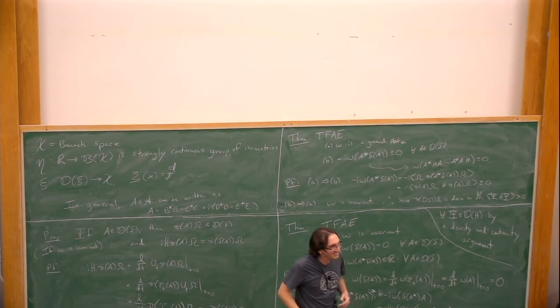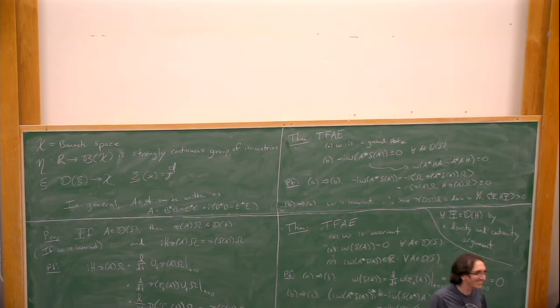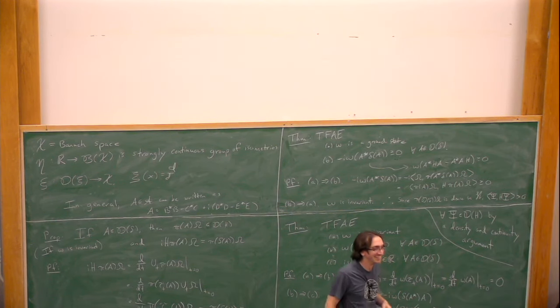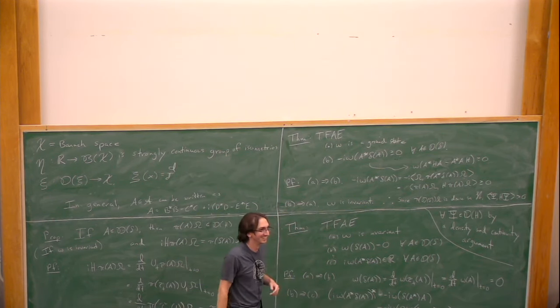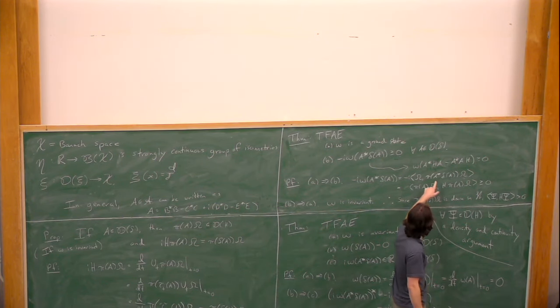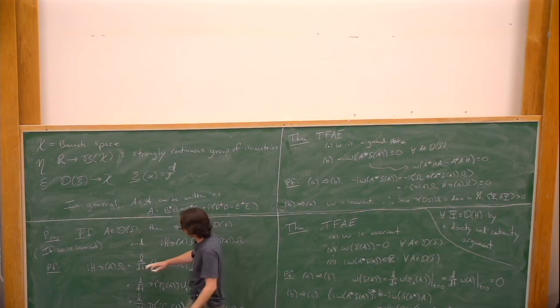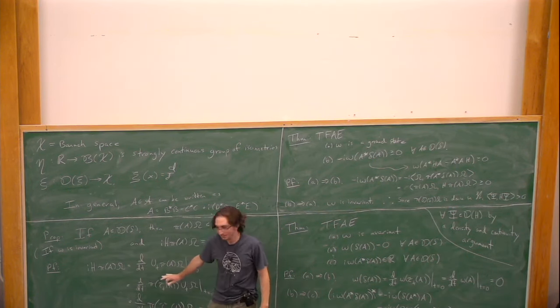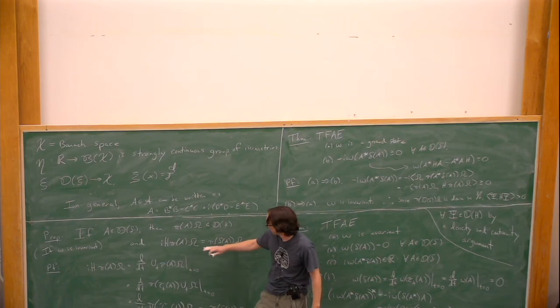Yes, Robert. What's your question? How does pi of delta of A become H of pi of A? That's right here, right? This.